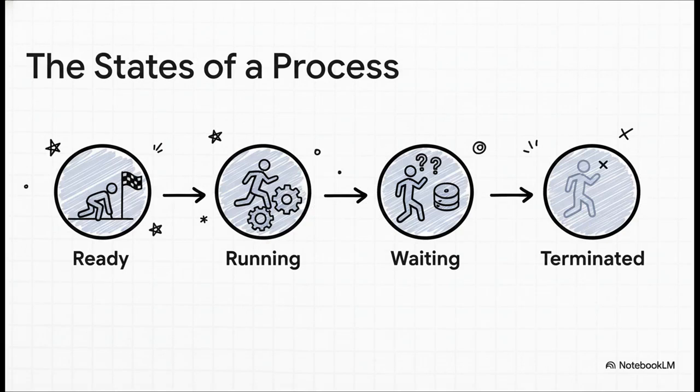So to manage this constant juggling act, the OS has to keep track of what every process is doing at any given moment. A process isn't just on or off. It can be running, actively using the CPU, or it might be ready, which means it's good to go, but just waiting in line for its turn, or it could be blocked, maybe waiting for something slow, like a network request. And then finally, it's terminated when it's all done.